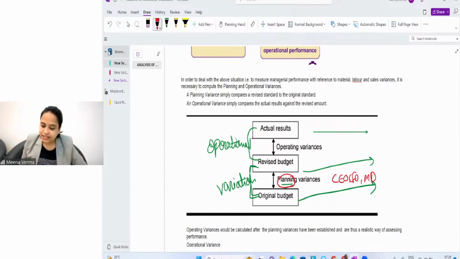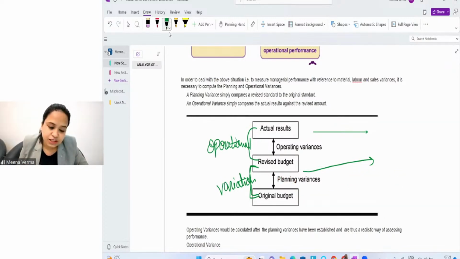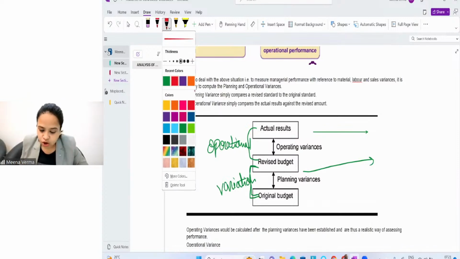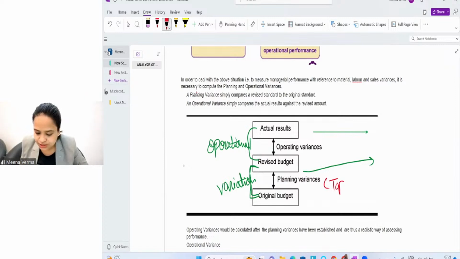Now the question is that if there is any fault in planning, variation will arise. So who is responsible for these variations? The senior level management is responsible. If there is any fault in planning, if the planning was not good for any reason, then the variation that arises will be known as planning variation. So just remember, who is responsible for the planning variation? The topmost level management of the company.